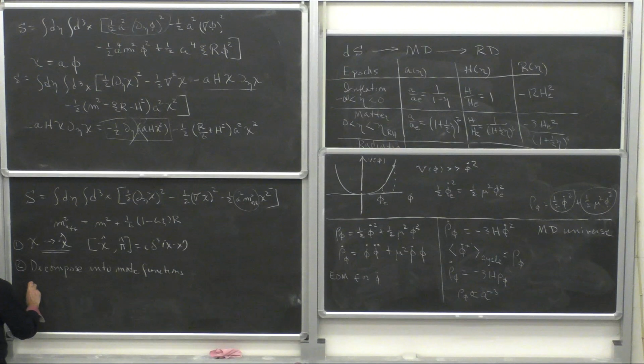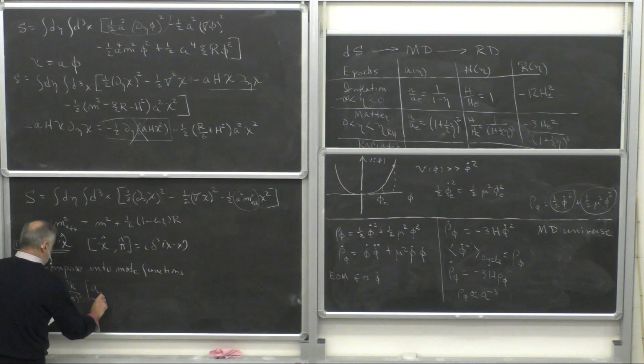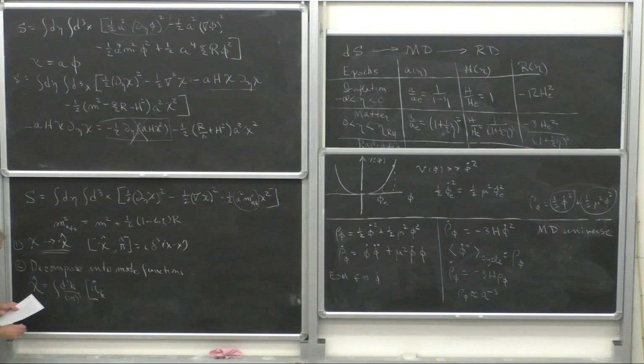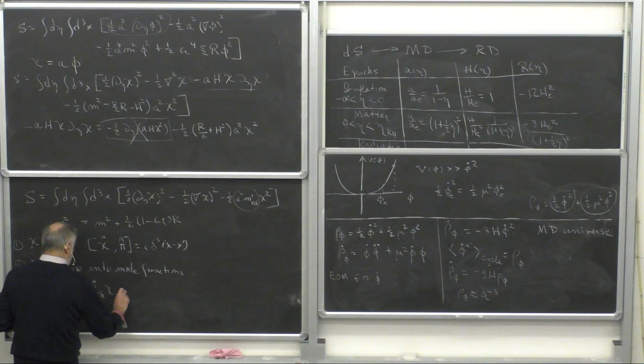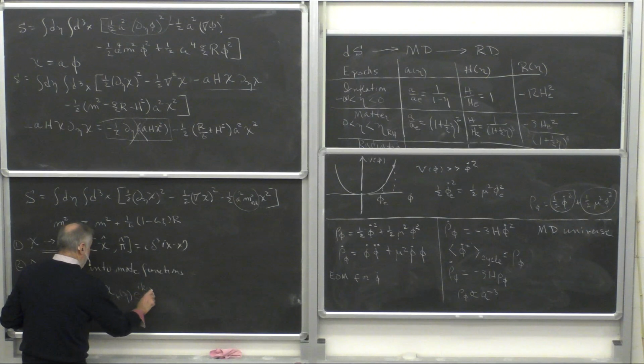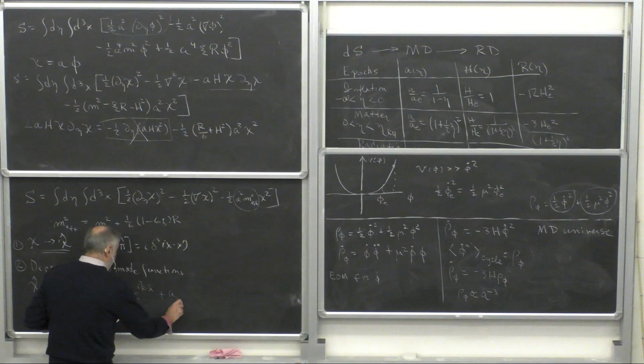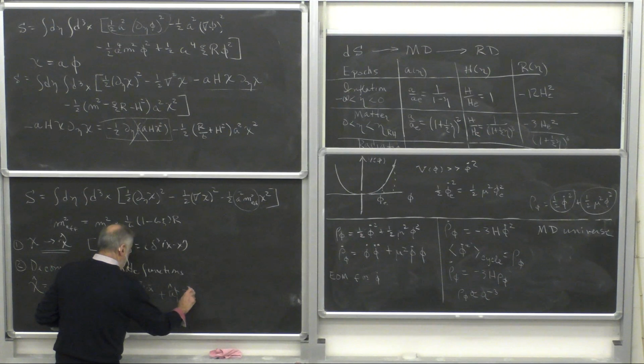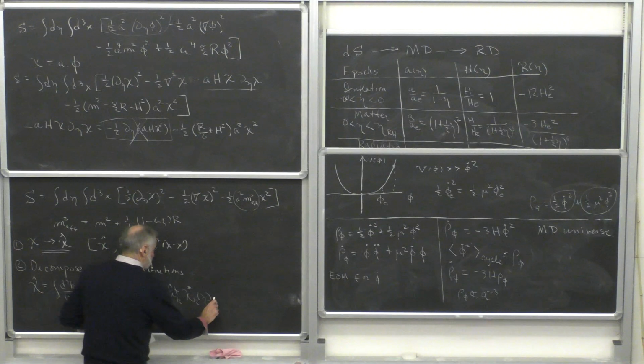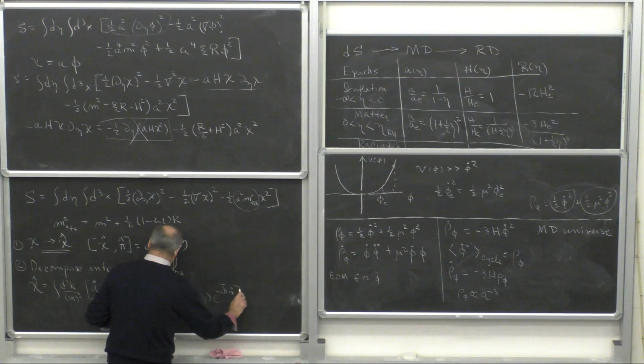So the way I will do that is write this quantum operator as an integral d3k over 2 pi cubed, in terms of creation and annihilation operators: A of k, that's an operator, times some mode function chi k of eta, e to the i k dot x, plus a creation operator times the complex conjugate of the mode function. Okay, so this is all standard from quantum field theory.